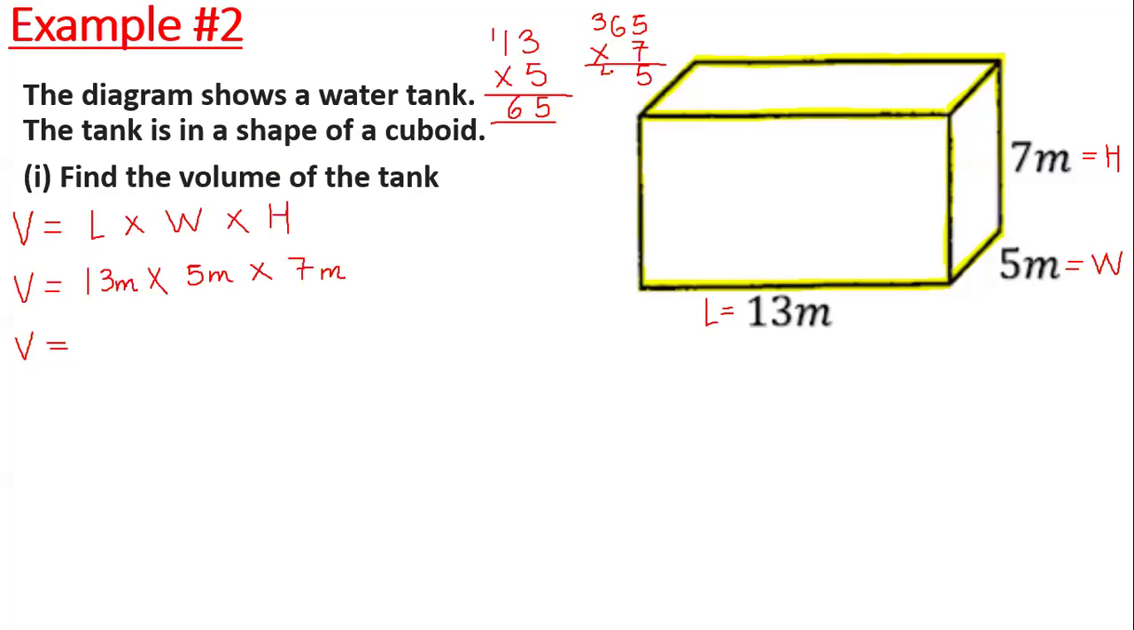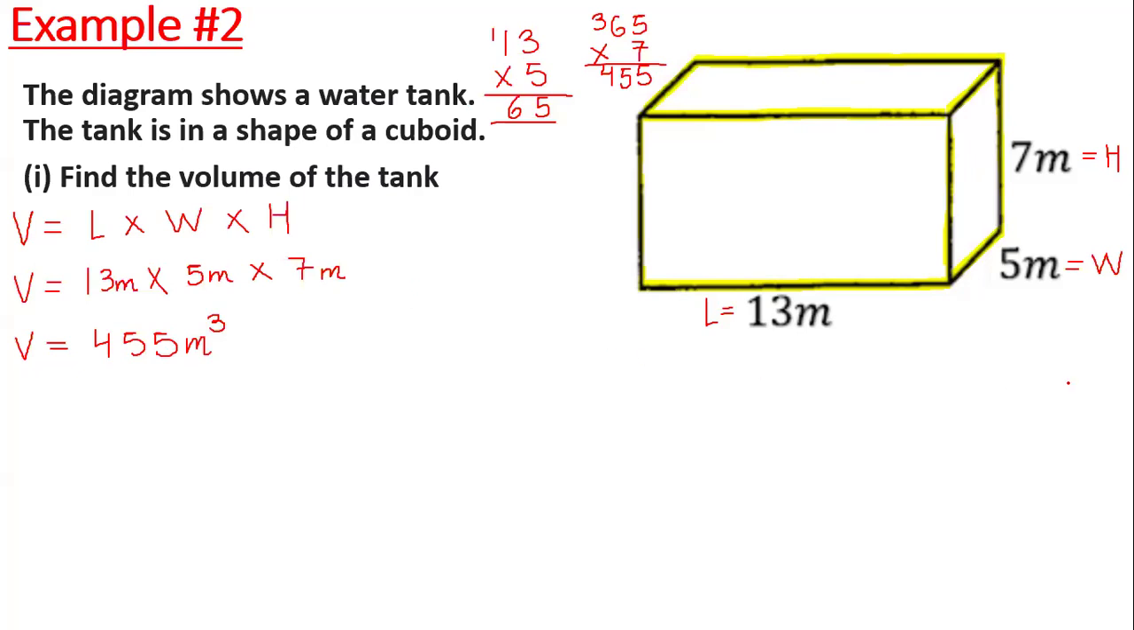So the answer is going to be 455. Meters what? Squared. Cube. Meters cube. Very good. Meters cube.